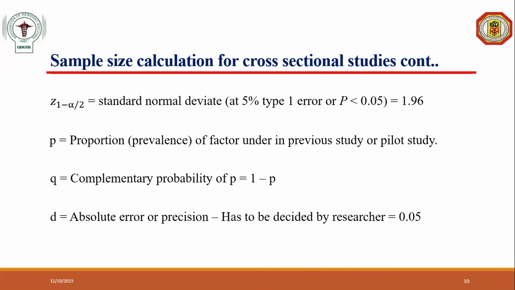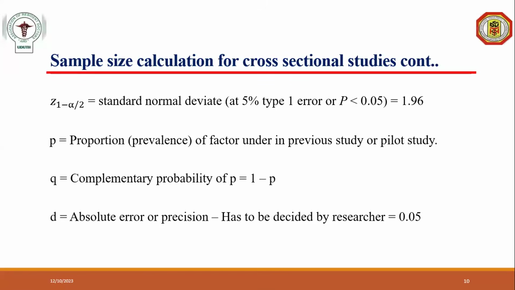But if you have searched for previous studies and you have not gotten any study that used the proportion or prevalence of malaria among pregnant women, you can use the P in the prevalence from your pilot study. Maybe if you have conducted a pilot study for that study, you can use the P you have gotten in your pilot study.